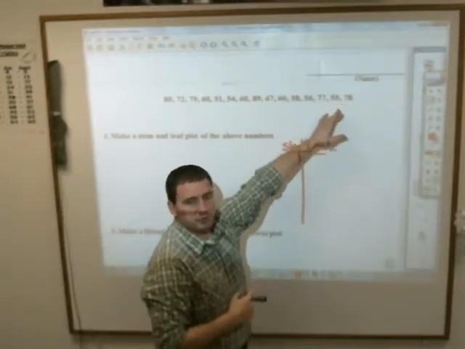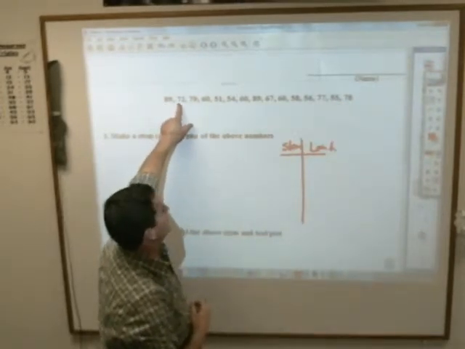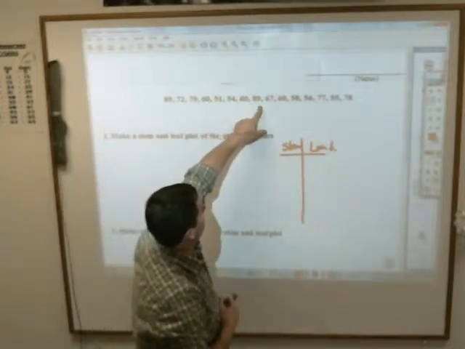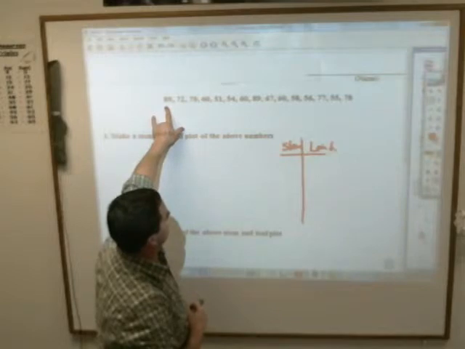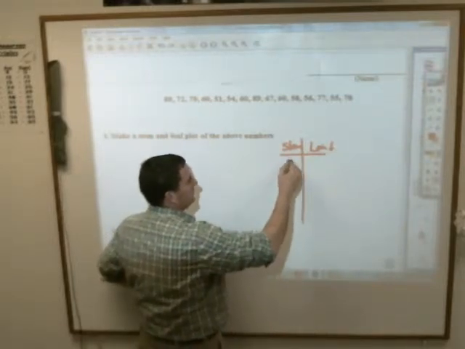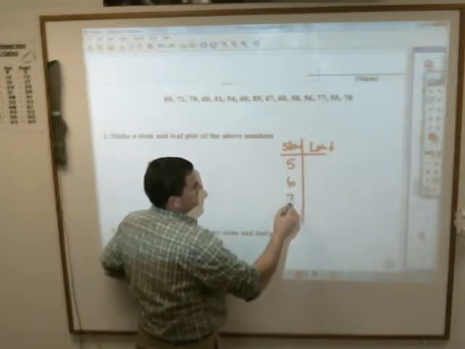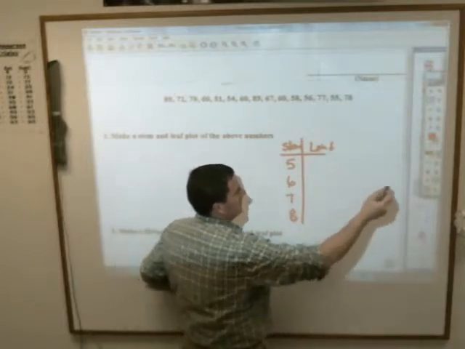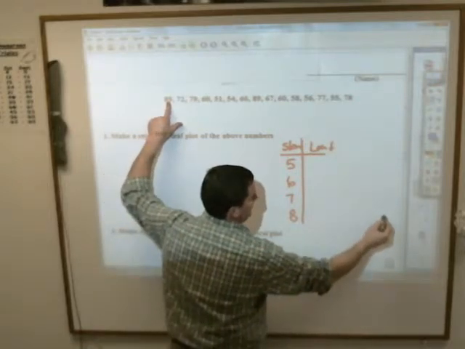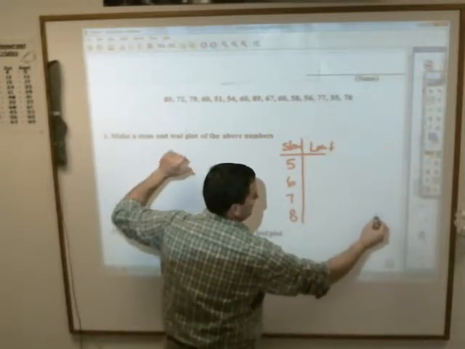For the stem, you just look to see what are the numbers in front of the leaves. Okay. It looks like it goes, what, 50s to 80s? Is there any 90s? 5, 6, 7. Right, so you put them in order, 5, 6, 7, and 8. Those are your stems. And then you just go through this, 89, and these need to be in order, so I put a 9 over there.